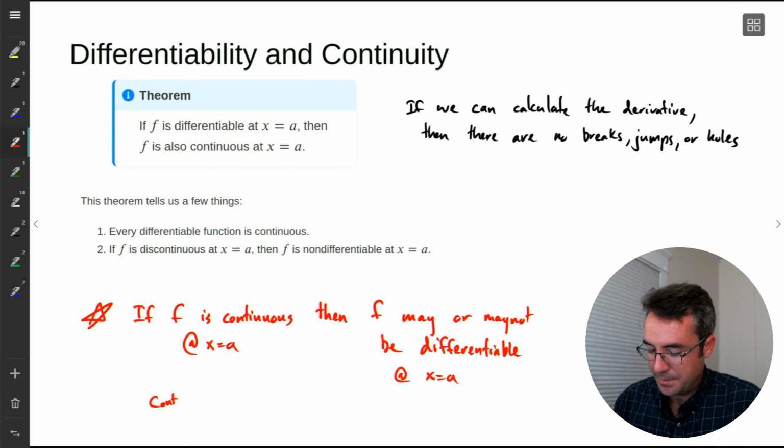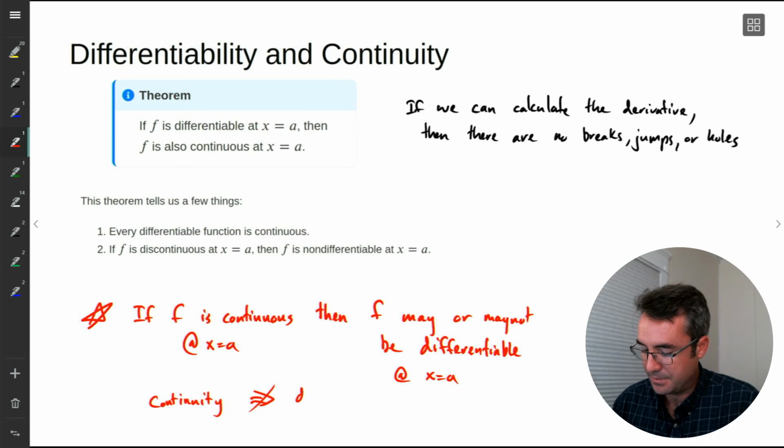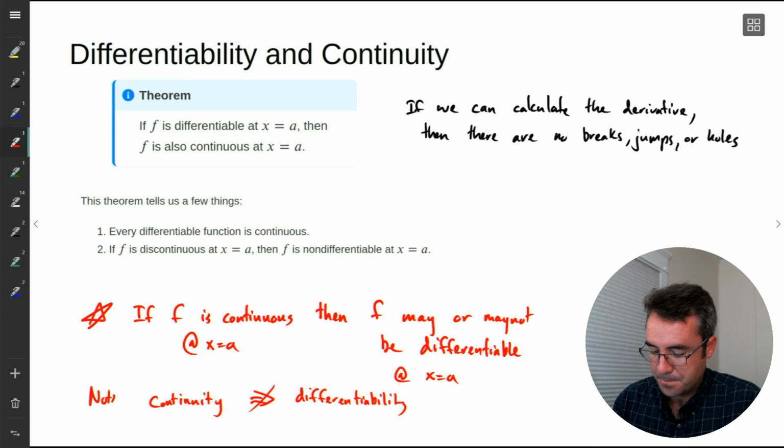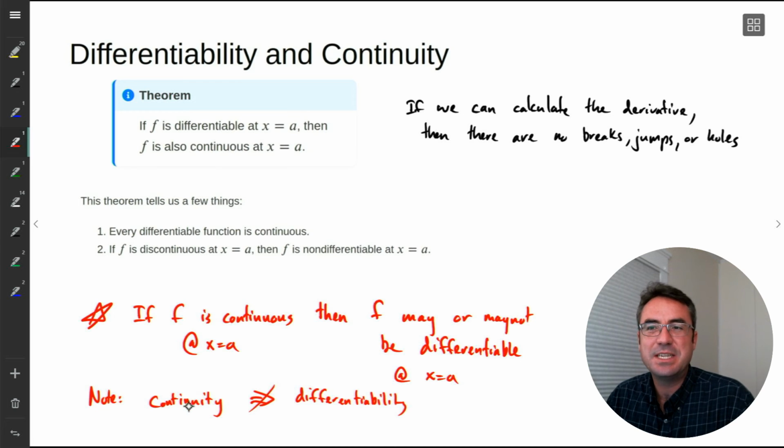So continuity does not imply differentiability. Knowing that a function's continuous, it's really not enough to tell you anything about the actual differentiability of the function. But if you know your function's differentiable, this is much stronger. You would know then the function is continuous there as well.